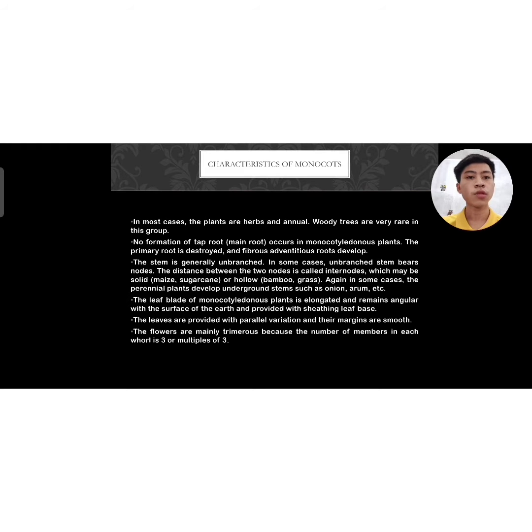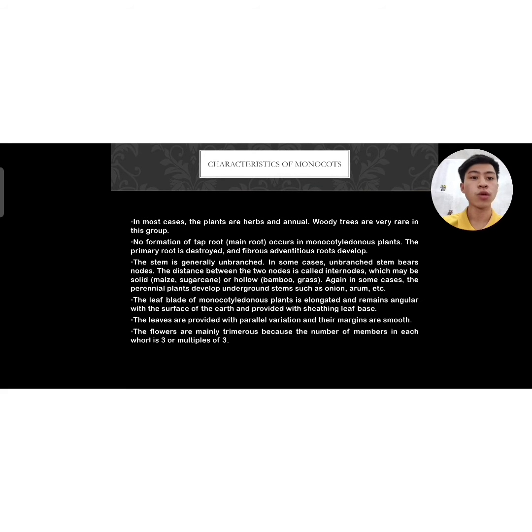So we move on to characteristics of monocots. In most cases, the plants are herbs and annual. Woody trees are very rare in this group. No formation of taproot or main root occurs in monocotyledonous plants. The primary root is destroyed and fibrous adventitious roots develop. The stem is generally unbranched. In some cases, unbranched stem bears nodes.